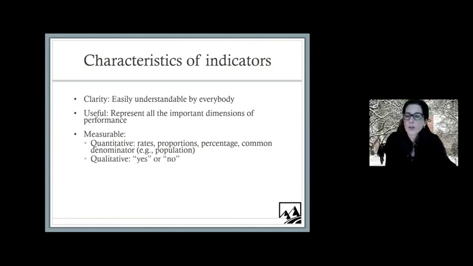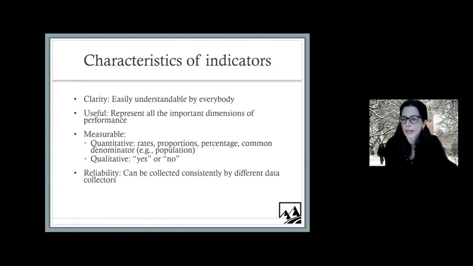Sometimes metrics are qualitative of sorts, questions that are phrased in a way that get at what appear on the surface to be non-numerical or non-quantitative. And then indicators need also to be reliable. They need to be able to be consistently collected by different data collectors. So in that way, they need to be carefully defined.